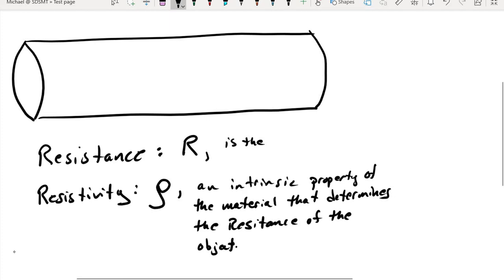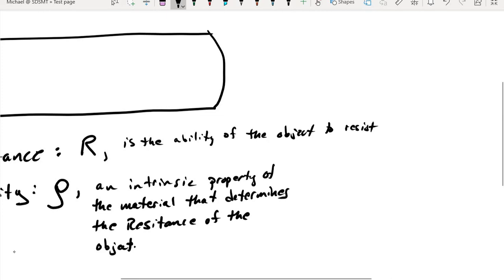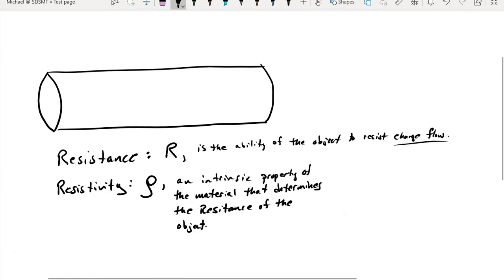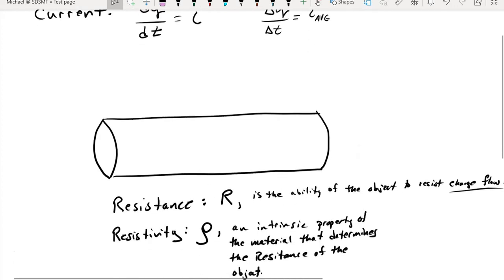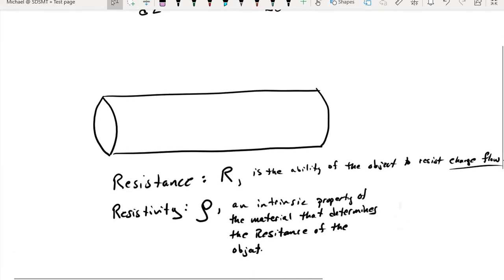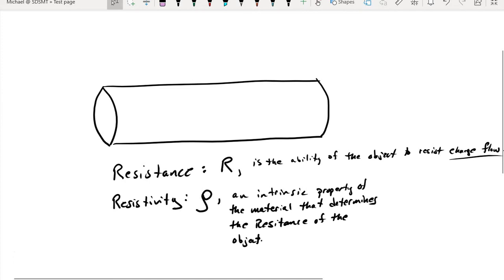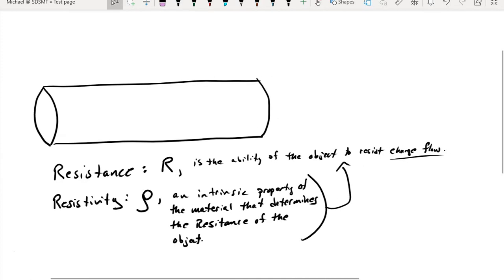Well, let's do this. We'll say resistance is the ability of the object to resist charge flow. And that term right there, charge flow, that's going to basically mean our electric current. So as our charge moves through this material, the resistance is the ability to resist that charge flow. But the resistivity is a characteristic or a property of the material that we are using, and that contributes to the value of the resistance.